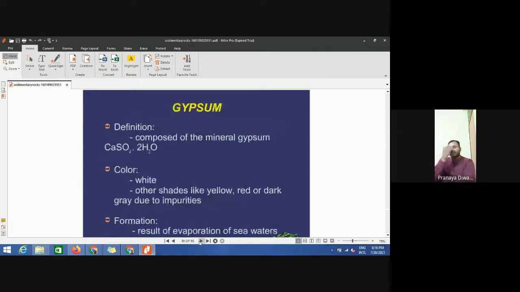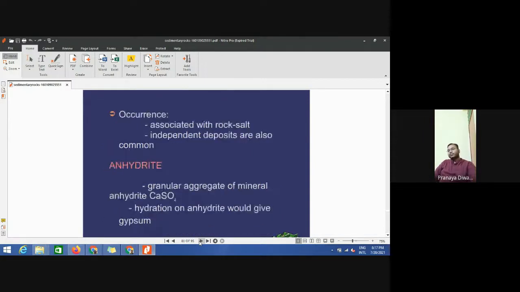Then you have gypsum. Gypsum is composed of the mineral gypsum, CaSO4. The color of gypsum is white, and it has other shades like yellow, red, or dark gray due to impurities. Its occurrence is associated with rock salt. This is anhydrite, a granular aggregate of the mineral anhydrite. Hydration of anhydrite would give gypsum.